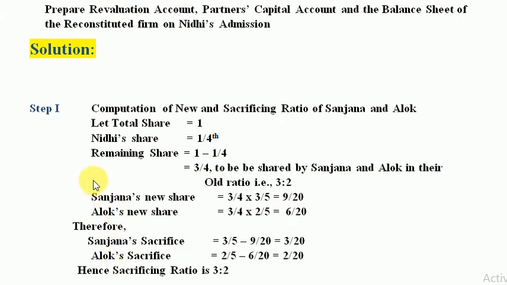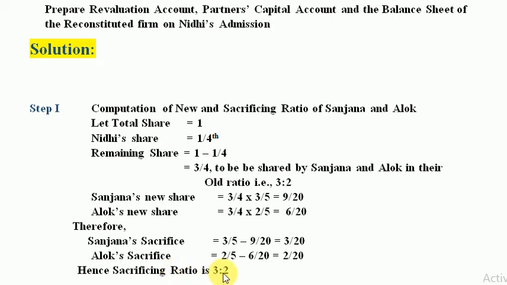We have learned the first step where we calculate the sacrificing ratio. And I'm not going to discuss the sacrificing ratio steps shown here. You can very clearly see the steps coming in a very smooth flow like we have learned. And finally, the sacrificing ratio between the two old partners, Sanjana and Alok, is coming as 3:2.